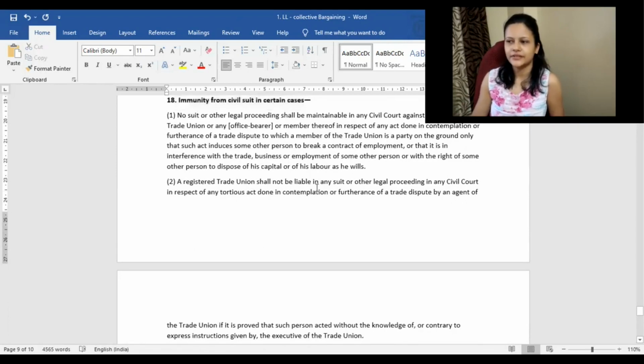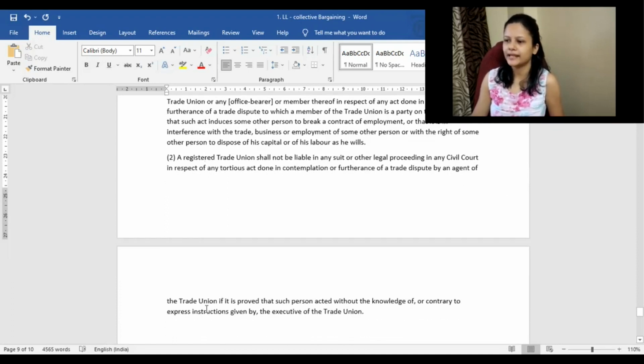A registered trade union shall not be liable in any suit or other legal proceeding in any civil court in respect of any tortious act done in contemplation or furtherance of trade dispute by an agent of trade union if it is proved that such person acted without the knowledge of or contrary to express instructions given by executive of trade union. So what is tortious act?